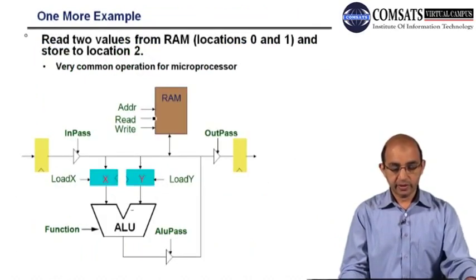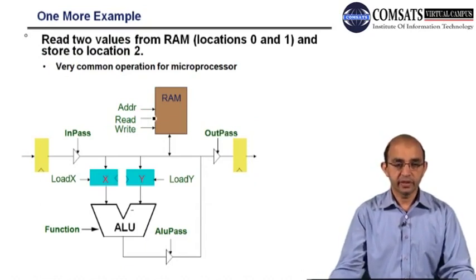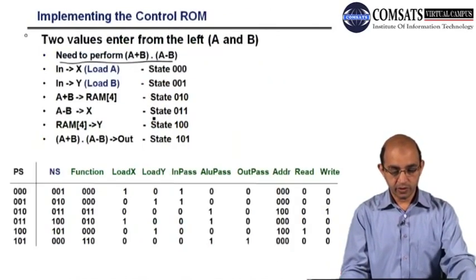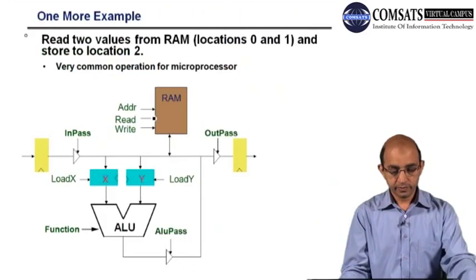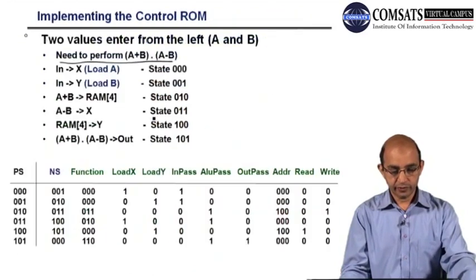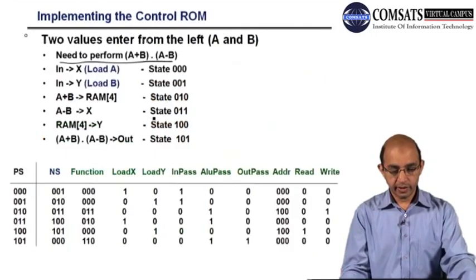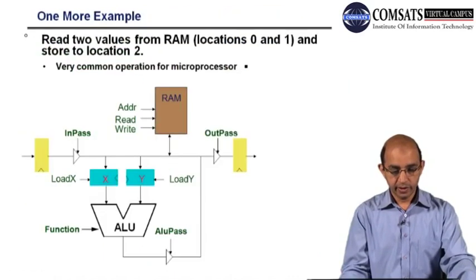Okay, so here what we have done is replaced the control with the RAM. In the previous example we had ROM, and here again we have ROM, and this is again ROM, and here we have RAM.